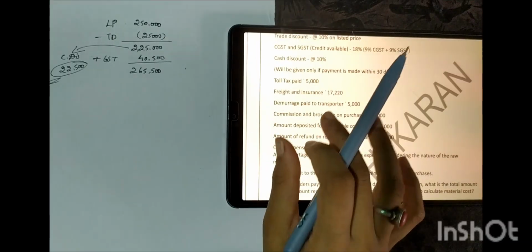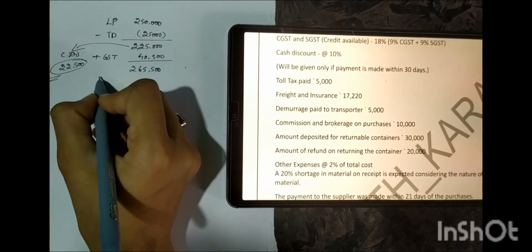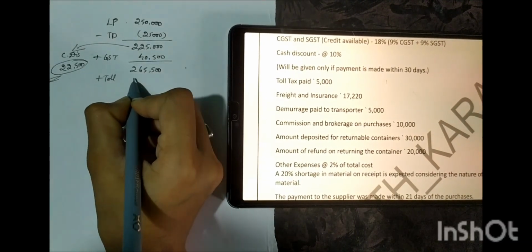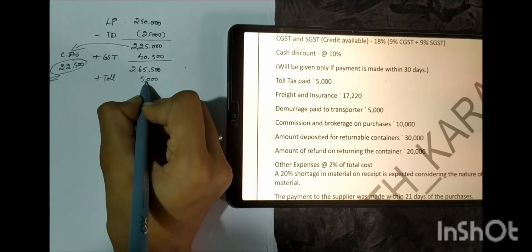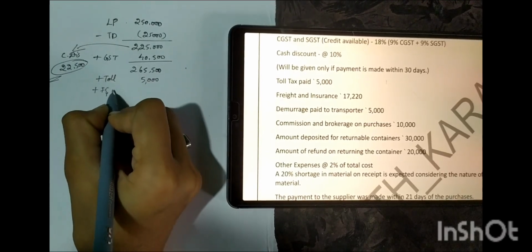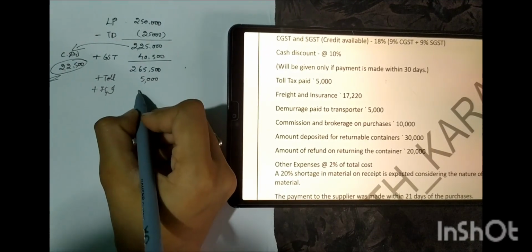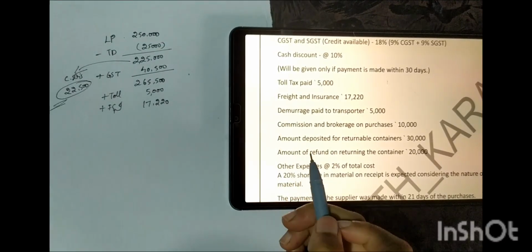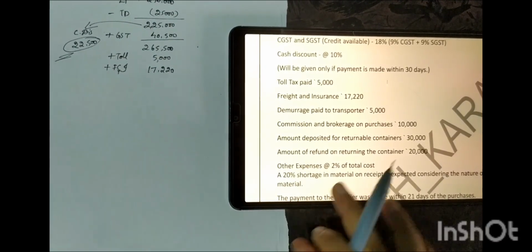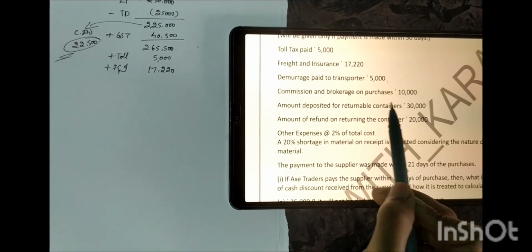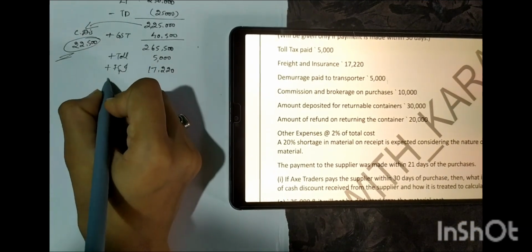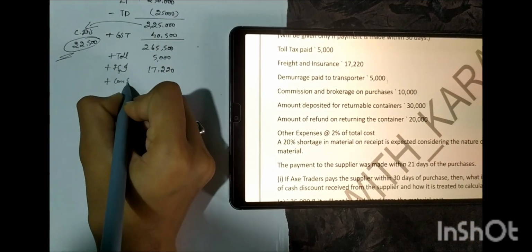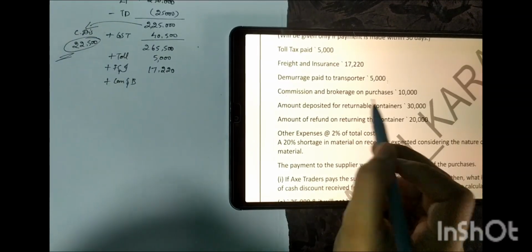Oh sorry, I didn't take toll tax. Yes, we are going to consider toll tax, which is 5,000, and then freight and insurance we take as well, 17 to 20. And then demurrage paid to the transporter, don't take, just ignore it. And then commission and brokerage on purchases, we take commission and brokerage. How much is it? It is 10,000.